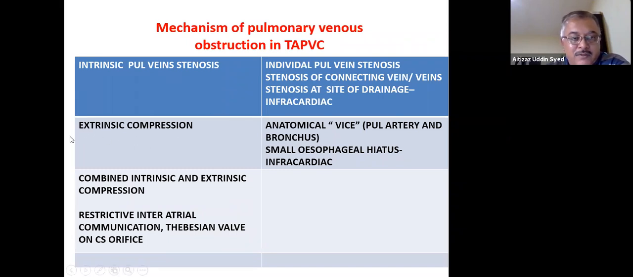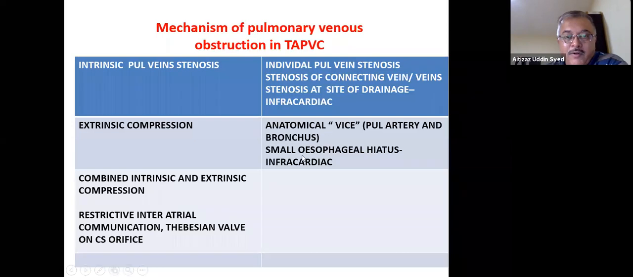Extrinsic compression, I will show you some very nice pictures, you will understand it better. The ascending vein, the vertical vein, in the commonest variety, which is the supracardiac, going up to join the SVC, gets compressed between the pulmonary artery and the bronchus. This is its course. It ascends with the pulmonary artery being medial to it and the bronchus being lateral to it. And that's where it gets compressed.